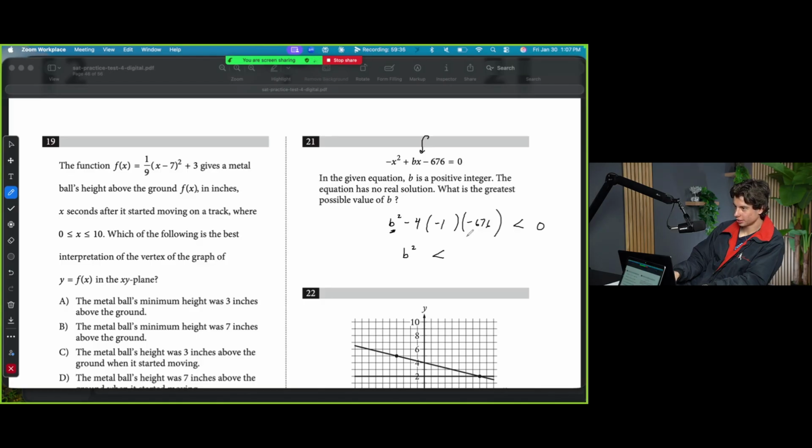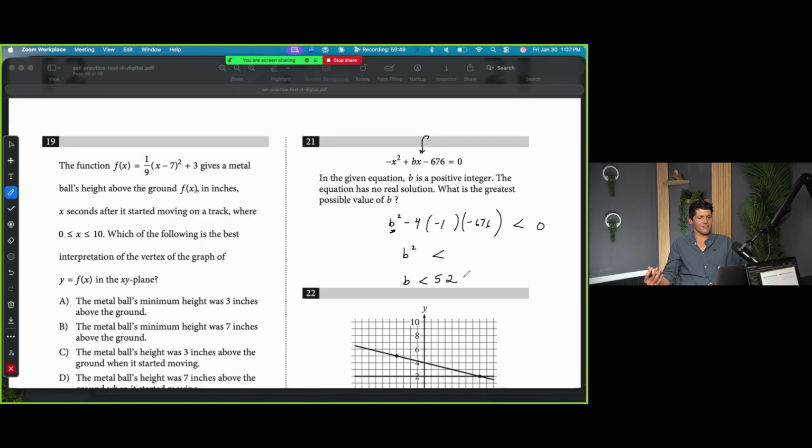So then you've gotten to b. What was it again? B is less than 52. But 52 is not your answer. Yes. Very good point. It's good that we kept going. Because most people would just do the math and get 52 and write down 52.